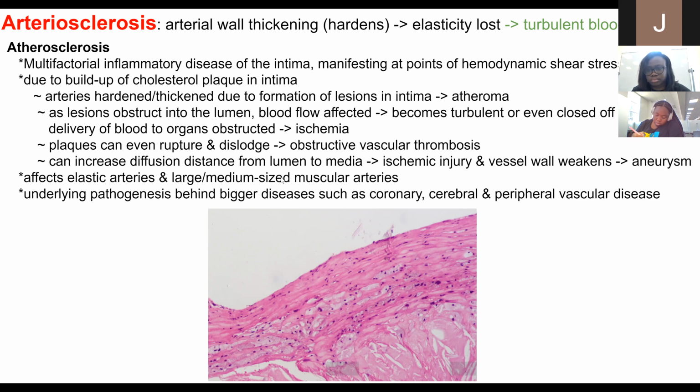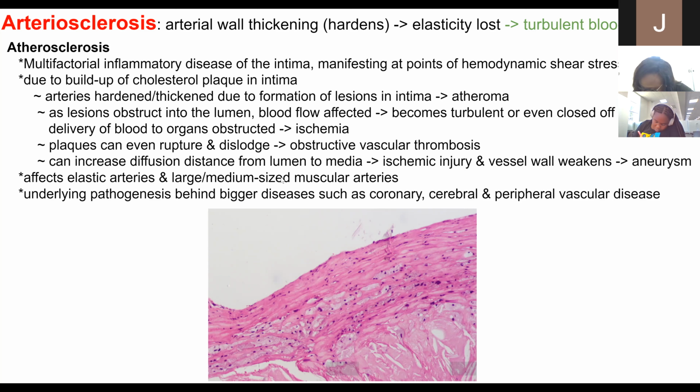Can someone give me one non-modifiable risk factor? Genetics, perfect. Genetics, and just being male usually increases your risk. And then again, family history. You can't change that. You're born who you are, got to deal with it. That can increase your risk. They did ask about risk factors, so be able to differentiate between them and make sure you read the question. If they're asking for modifiable, make sure you're giving a modifiable one.